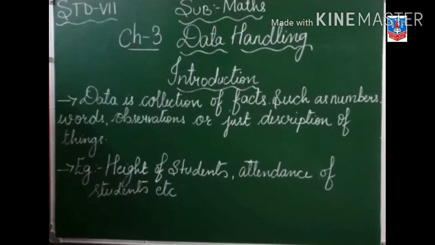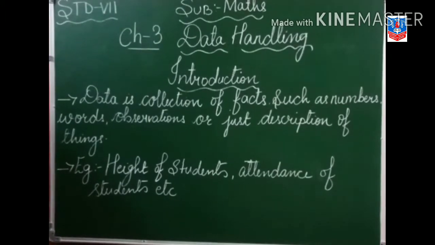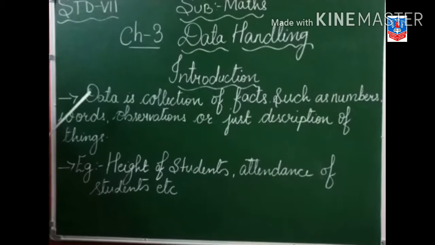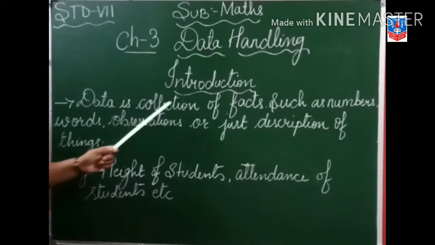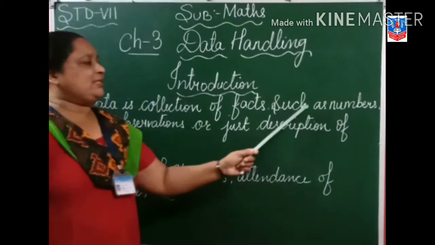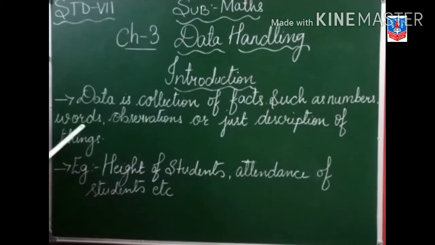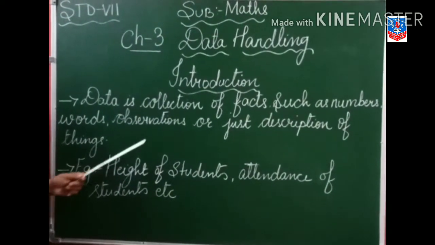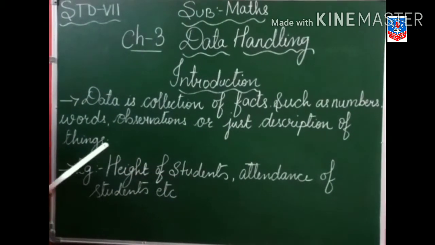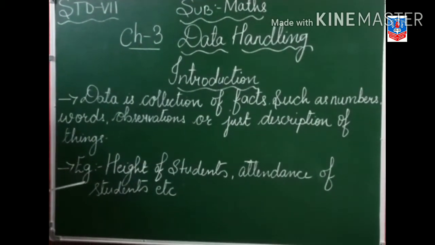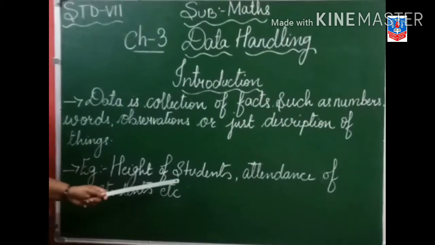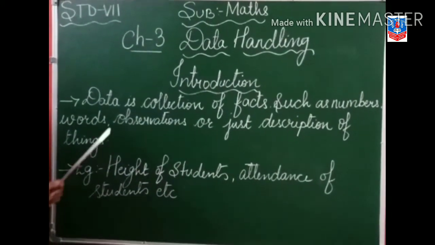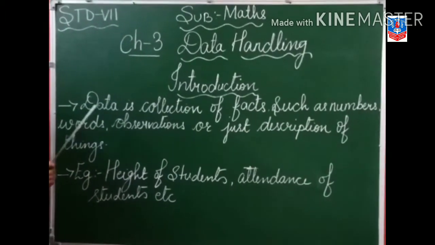In the previous class, you learned about data. Now let me explain again what is data. Data is a collection of facts such as numbers, words, observations, or you can say just a description of things. Example, see, height of students, attendance of students, etc. These are the examples of data.